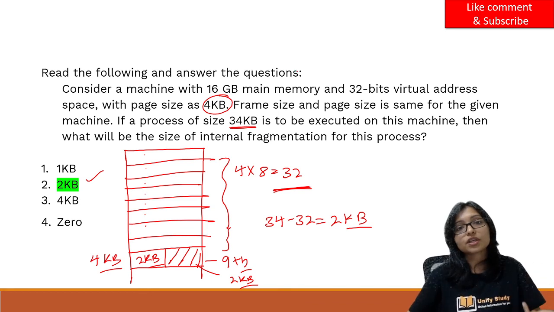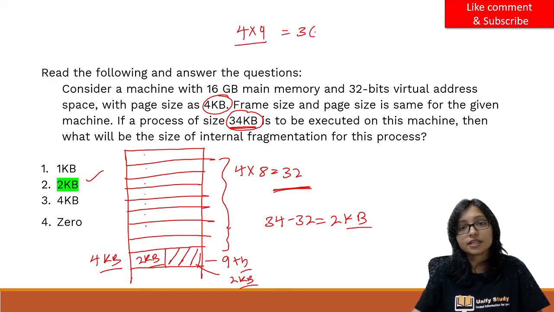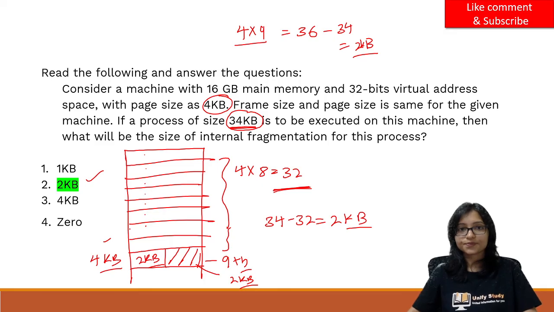You can do this question in the same way: 34 KB is required, meaning I need at least 9 pages, that is 36 minus 34, which is 2 KB. You can do it that way also, but conceptually this is the answer.